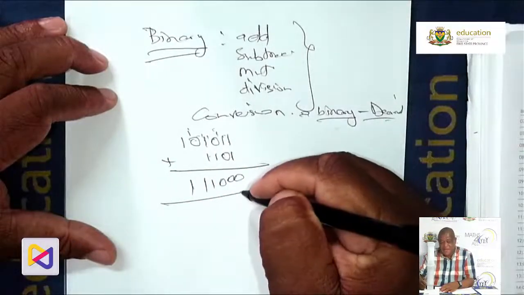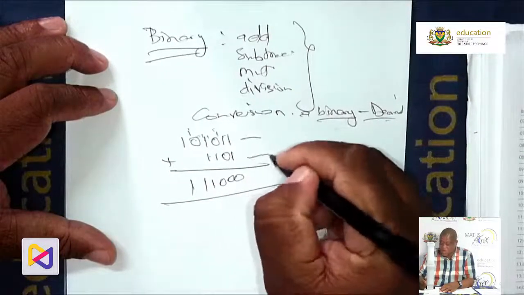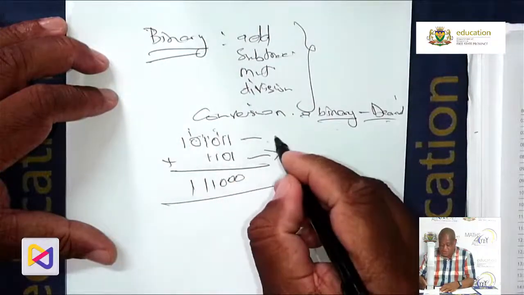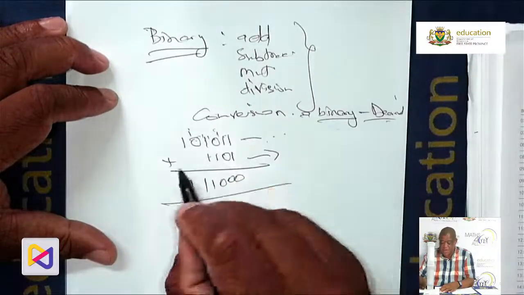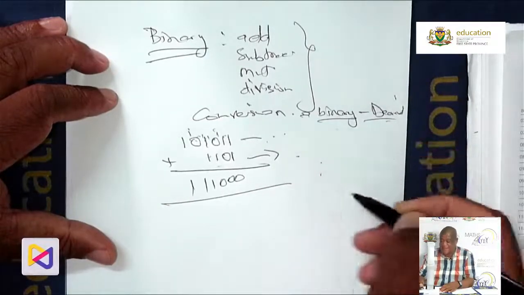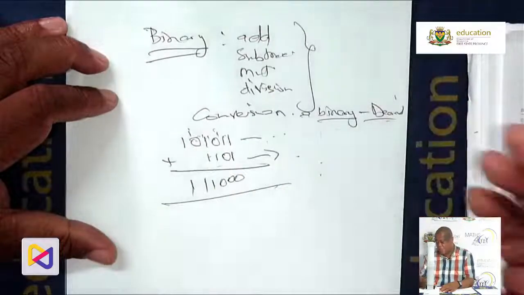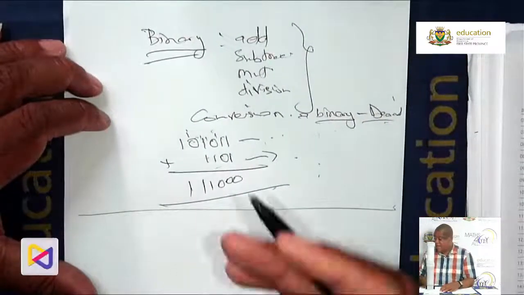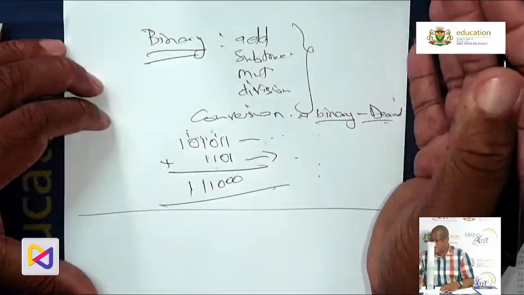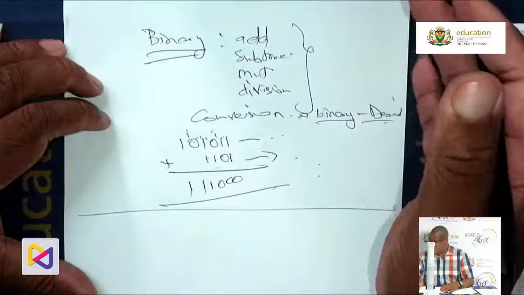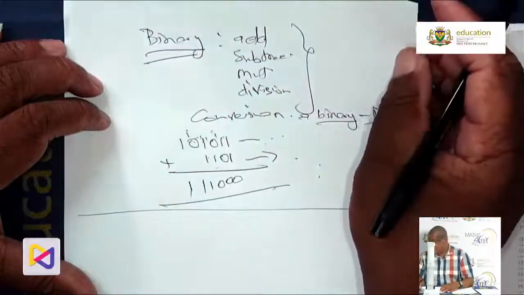Either you add them like this, or you first convert both of them from binaries to decimal using your table, and then add, and then after adding, we can convert that back to binary if they want their answer in binary. That is what to expect in question 1. Of course, like I'm saying, it's an easy question that will be welcoming all the candidates into the exam.